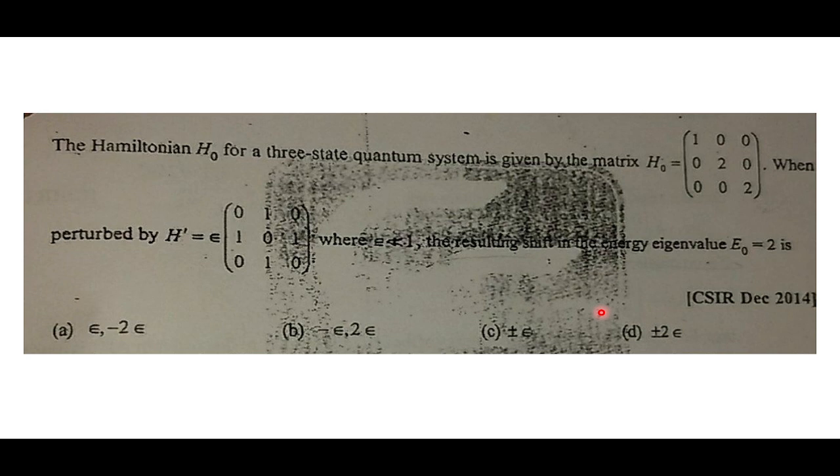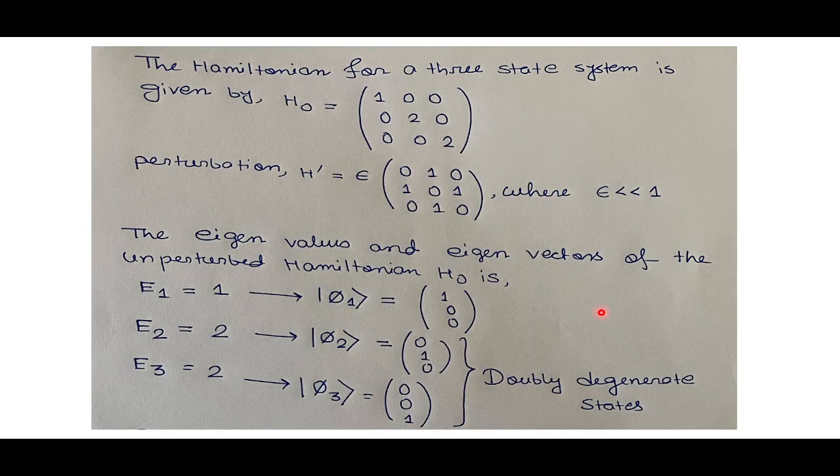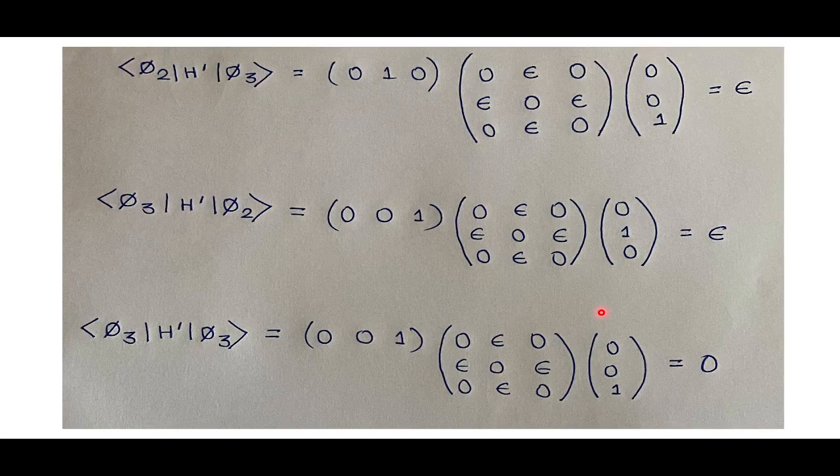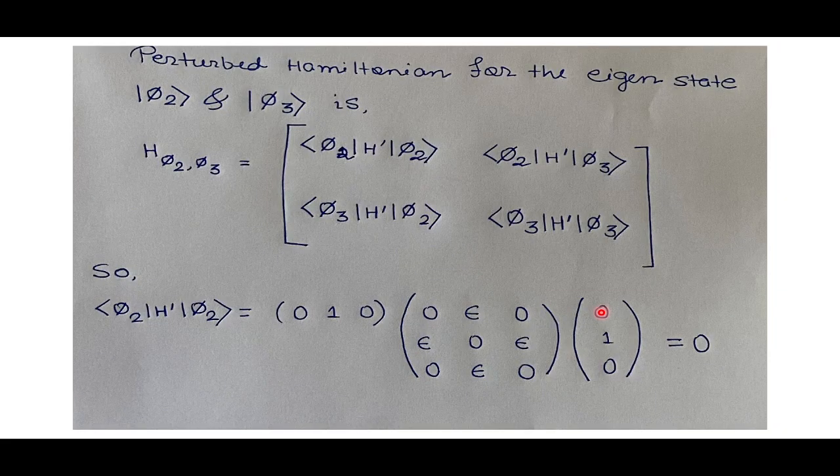Okay, I'll check the answer key for 2014, so that it can be confirmed, because I don't think there is any mistake. I can't find why it should be plus minus 2 epsilon. There are two terms, why am I missing them?